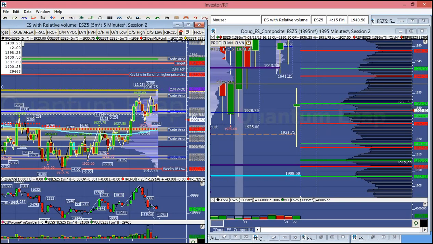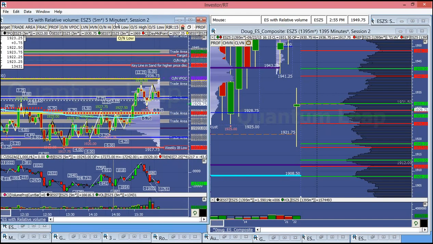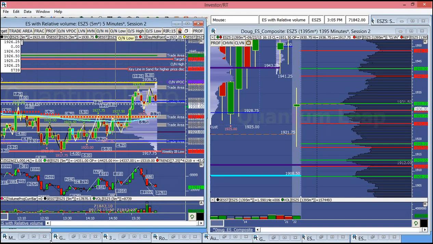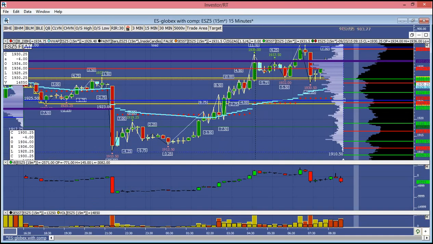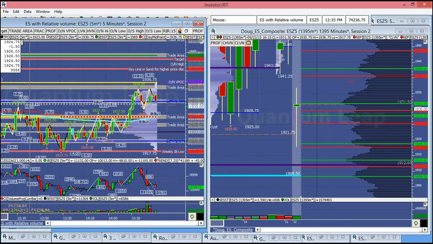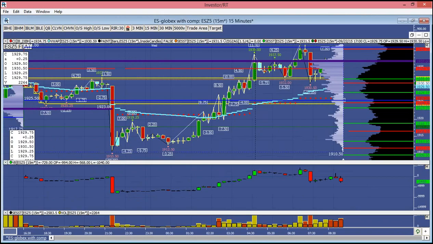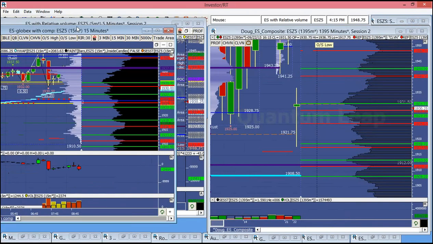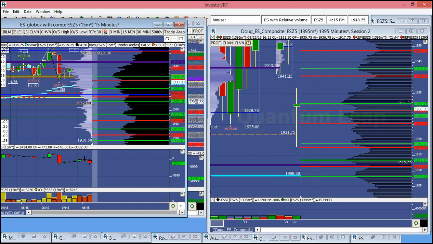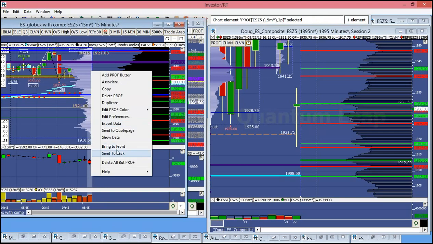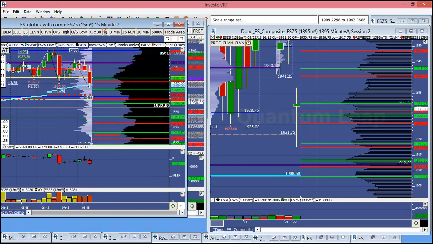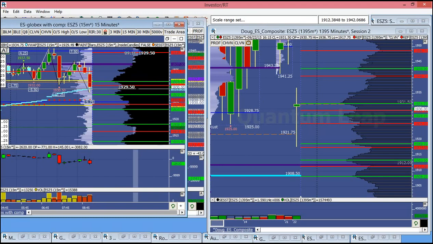Taking a quick look at, geez, I would have liked to take that trade too, but oh well. That's what happens. I don't get to trade during this 30 minutes. Just taking a look at, let's move this over so we can keep an eye on this and move this to the back. Testing that overnight Globex VWAP right now.